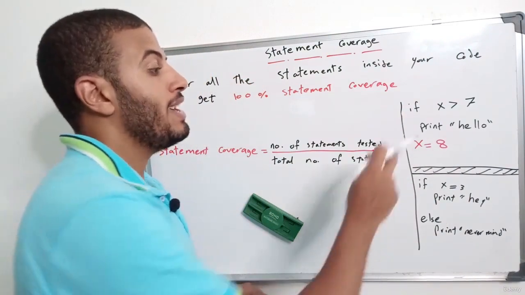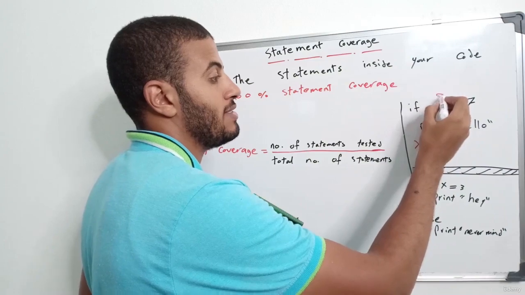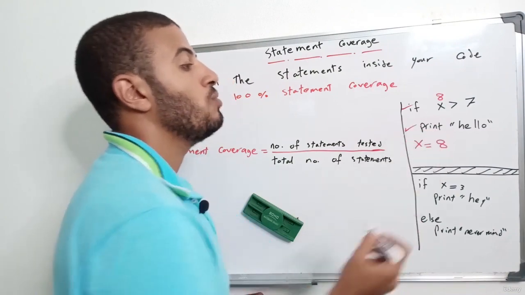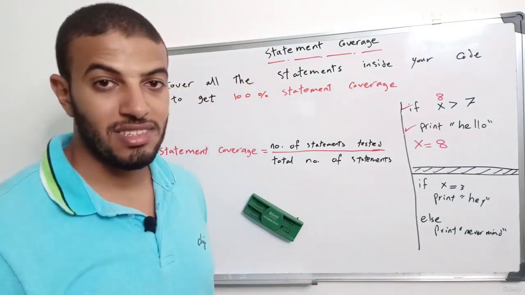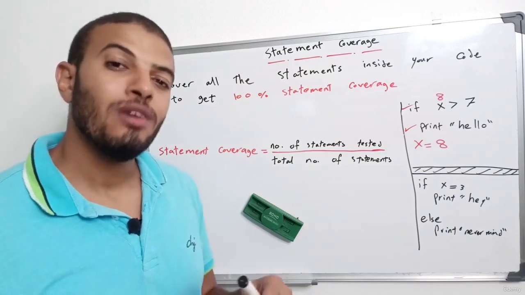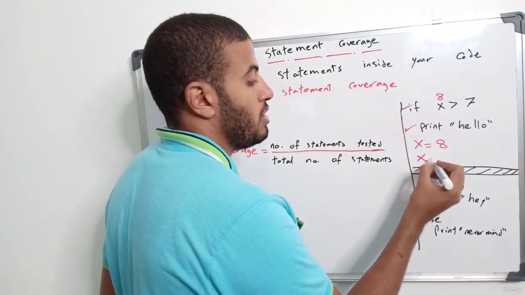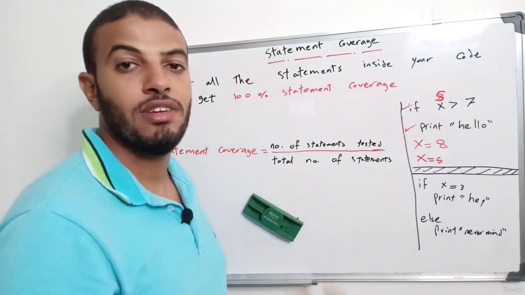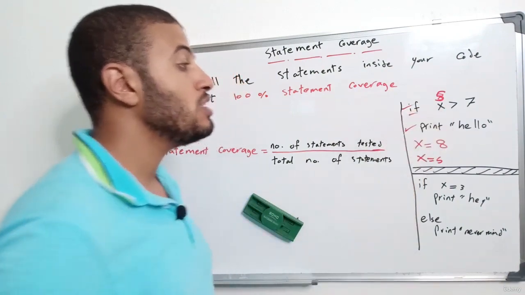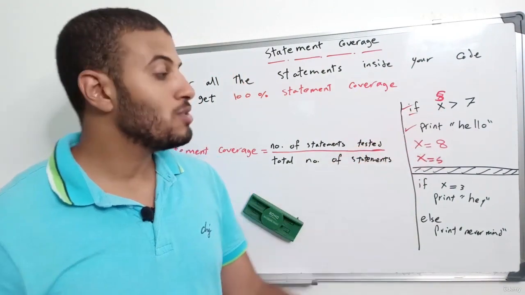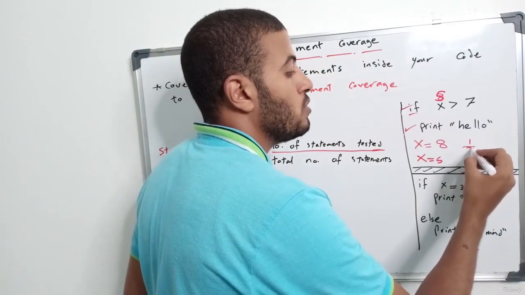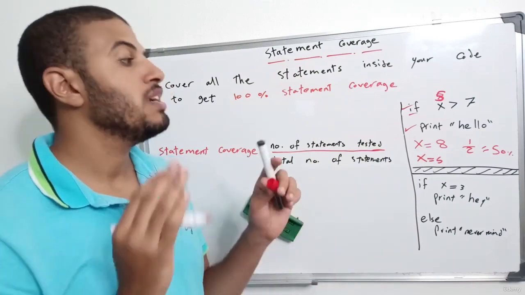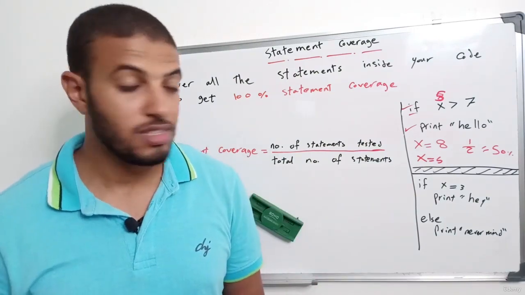Let's trace our code. Is 8 greater than 7? Here x is equal to 8. Yes. So I ask the question and the answer is yes, so I will print hello. So this is 100% statement coverage. Okay, let's think about another test case. If x, for example, equals 5. So here 5. Is 5 greater than 7? No. So it will pass through this line of code, but it will not print hello. So here it passed through 1 out of 2, which is 50% statement coverage. This is the difference. And of course, it is better to achieve 100% statement coverage.